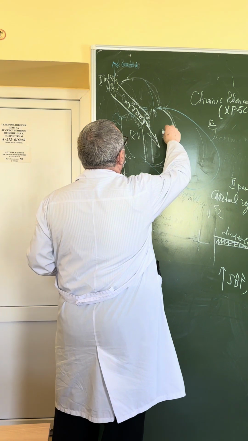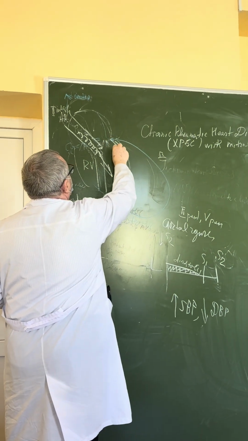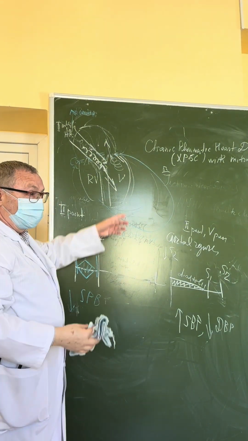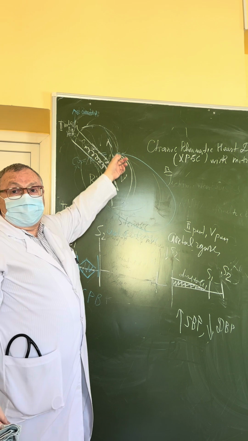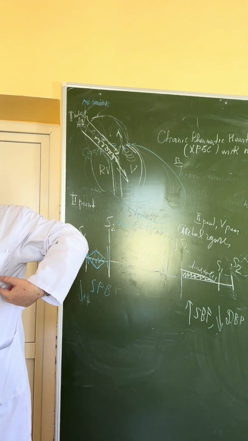And sometimes, if there is very large dilatation of the left atrium, there is secondary dilatation of the tricuspid valve and secondary regurgitation of the mitral valve. That is, additionally, maybe what?